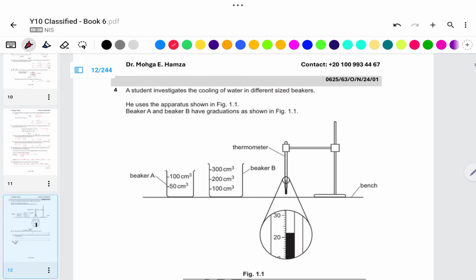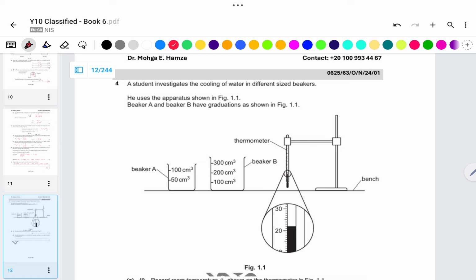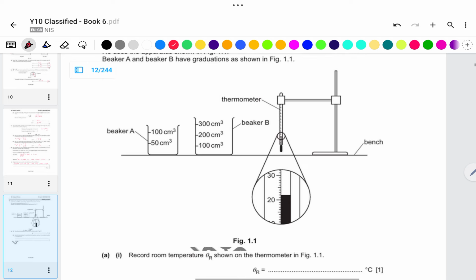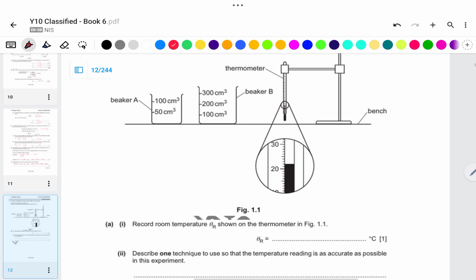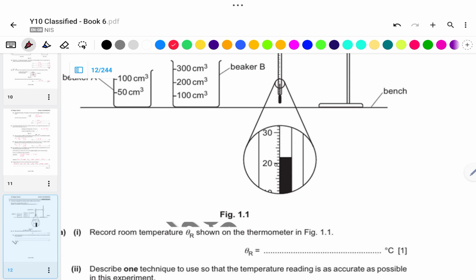Now, a student investigates the cooling of water in different sized beakers. He uses apparatus shown in figure 1.1. Beaker A and beaker B have graduations as shown in figure 1.1. As you can see, in A it's 50, then 100, in B it's 100, 200, 300. So, record room temperature theta R shown on the thermometer. As you can see, I have here 20 and 30 with 10 increments in between. So obviously it has stopped exactly at 2 increments after 20, that's 22.